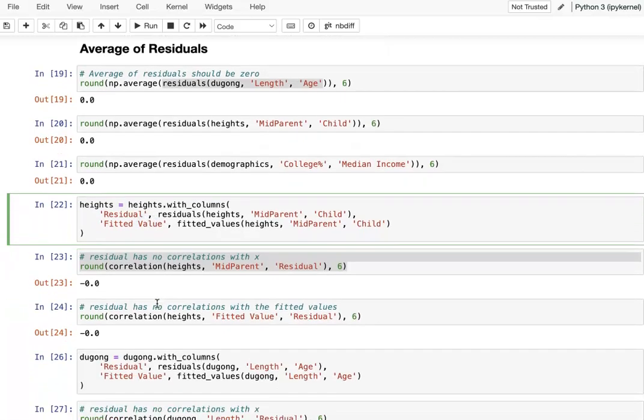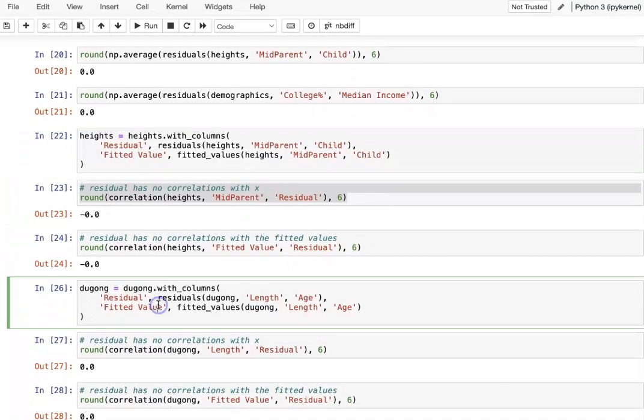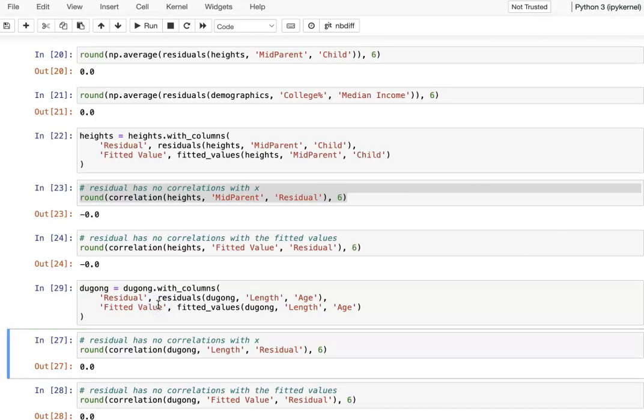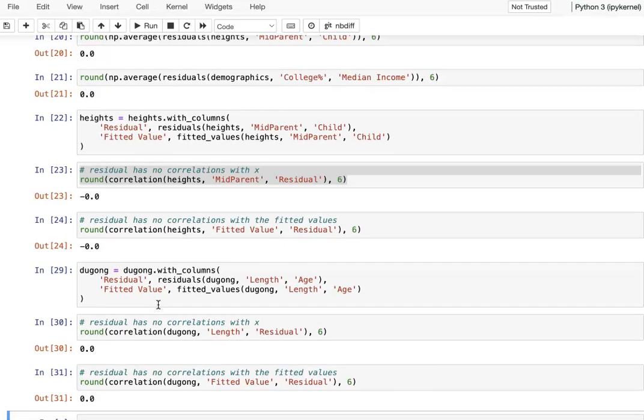How about we just check the Dugan data as well. The same thing: we add our residual and the fitted value into our Dugan table. We check the Dugan length, that's x, with the residual, and that will be 0. Then we use the fitted values and the residual, that's your y estimate with the residual, and that's 0 as well.